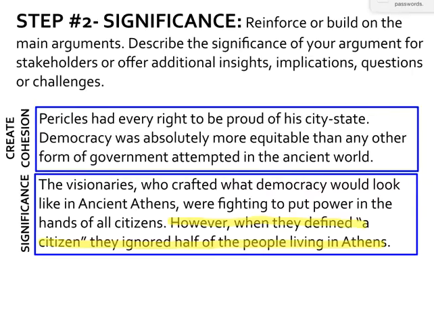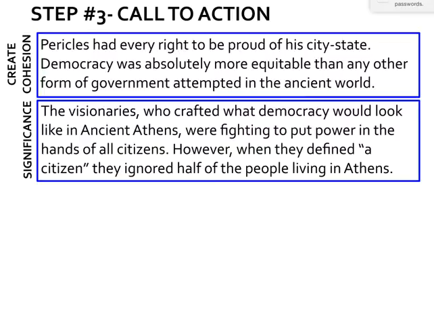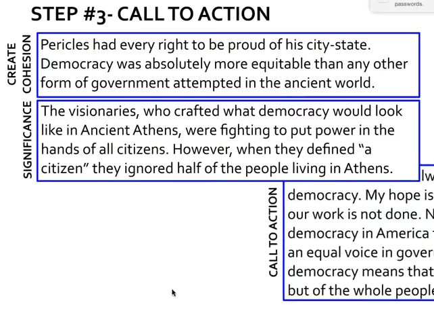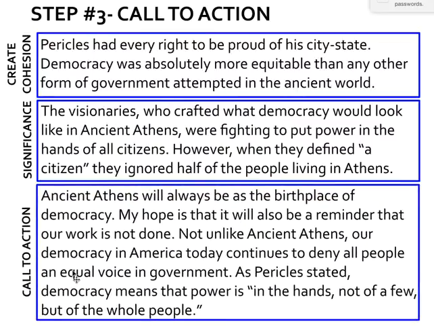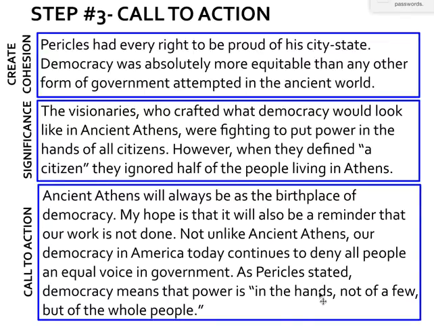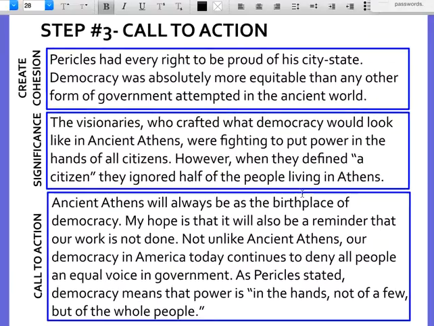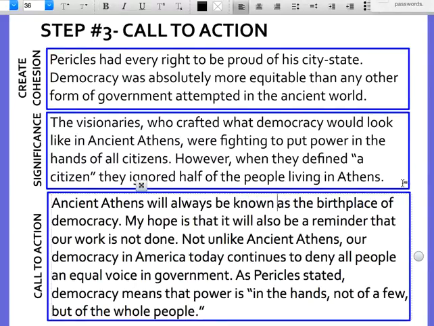Okay, step 3. After I have created cohesion, I've talked about the significance and I reminded the reader of my big umbrella central argument. Here's my call to action. This is where I'm going to tell the reader what I want them to do or think or believe after reading my essay. So here's my call to action. Ancient Athens will always be known as the birthplace of democracy.